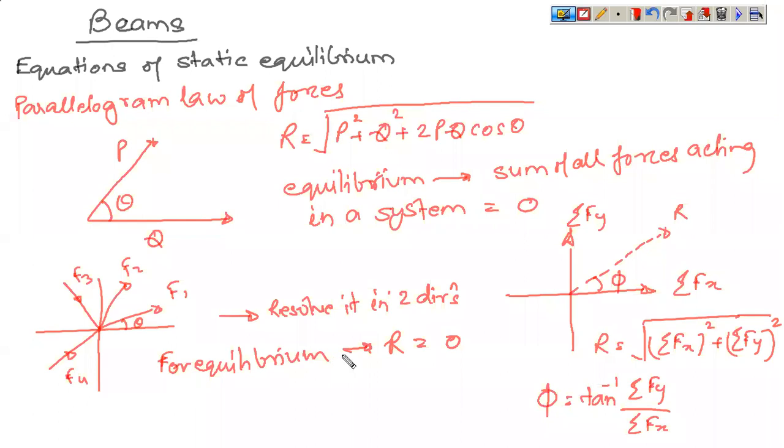Now, if the system is in static equilibrium and the resultant is zero, this situation can only be achieved if the sum of all forces in x direction is equal to zero and the sum of all forces in y direction is equal to zero. So these are the two equations which help you find out unknown quantities if the system is in a state of static equilibrium.